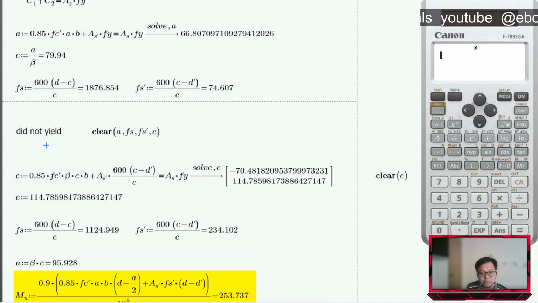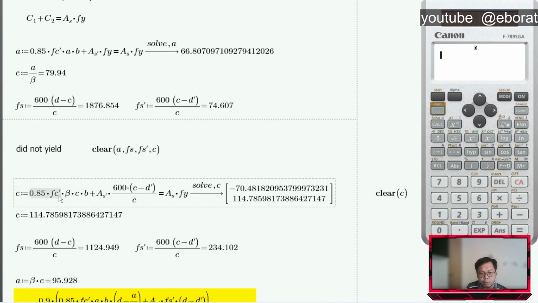So, ang gagawin ko dito, I will actually store the values of 0.85 Fc prime. All of these are actually constant. By the way, you might be wondering, sir, di ba that's 0.85 Fc prime AB? Bakit naging beta C? Now, for the whole equation, I only want one unknown. Since ang fs' is a function of c, I will make A as a function of c para the whole equation, ang unknown is c na lang. Okay? So, pagkasyahin nyo yan sa calculator nyo.